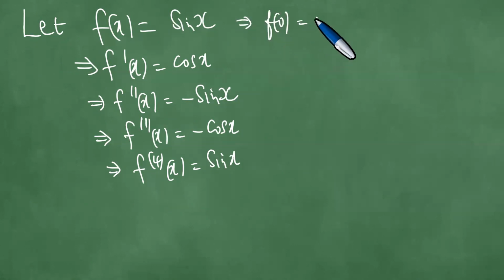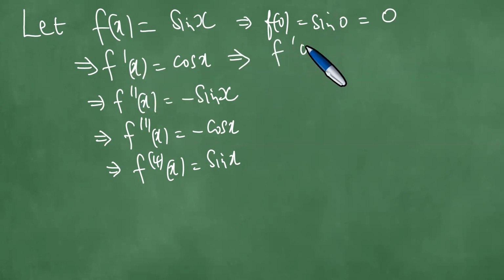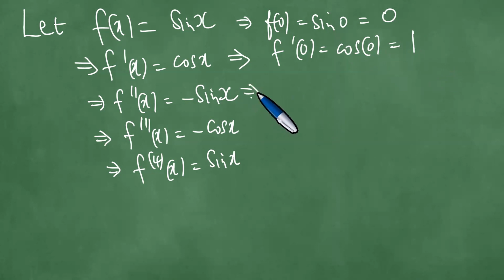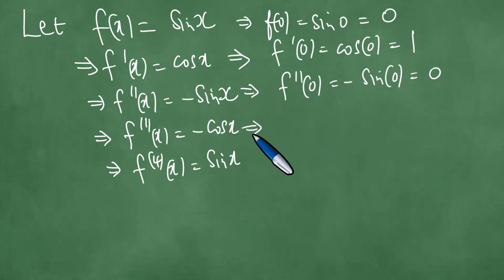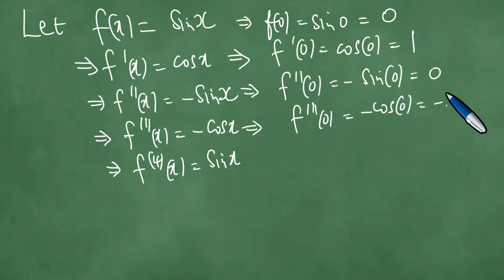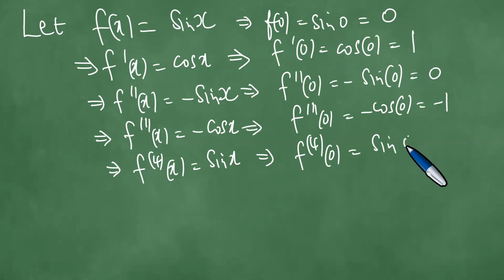What is f of 0 from this? It is the sine of 0. What is sine 0? It's 0. f primed is the cosine, so f primed of 0 is the cosine of 0. What's cosine 0? 1. The double prime of 0 is minus the sine of 0. What is sine 0? 0. Triple primed: minus cosine 0. What's cosine 0? 1, so minus cosine 0 becomes minus 1. The fourth derivative at 0: you have the sine of 0, which is 0.